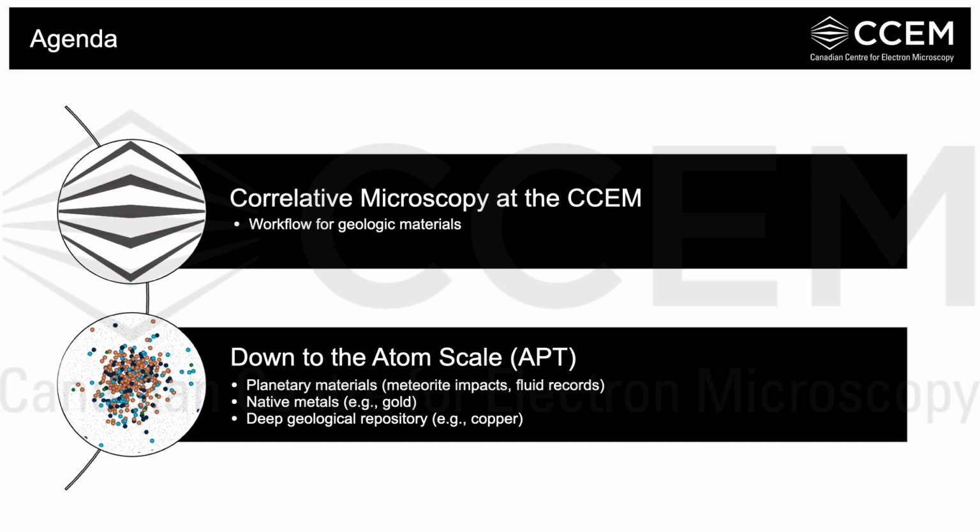And then for the second part, I want to show more specific Atom Probe related examples, which hopefully will help highlight the strength of putting Atom Probe in our workflow and helping push us down to the atomic scale. I've chosen a few examples covering both planetary science and more economic geology. So now let's jump into our first part and look at a workflow possible at CCM.